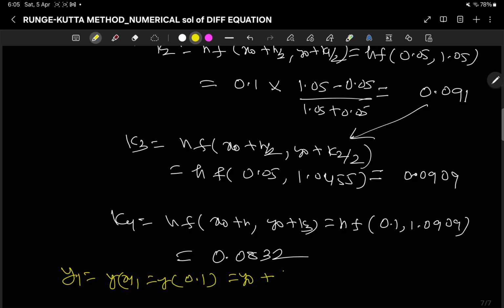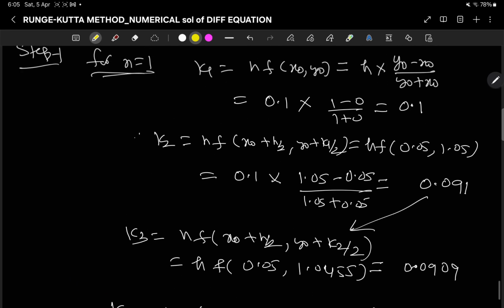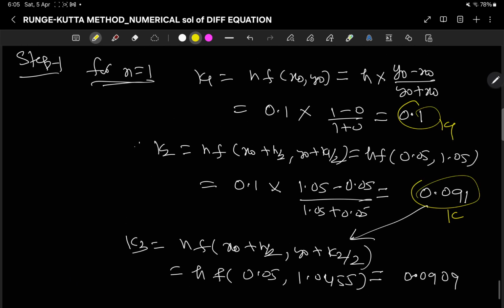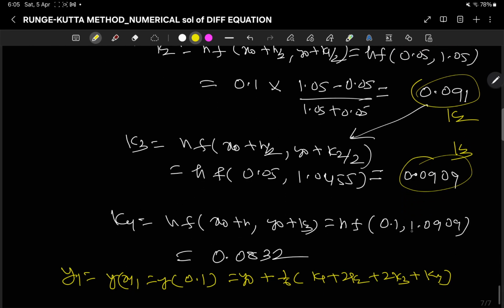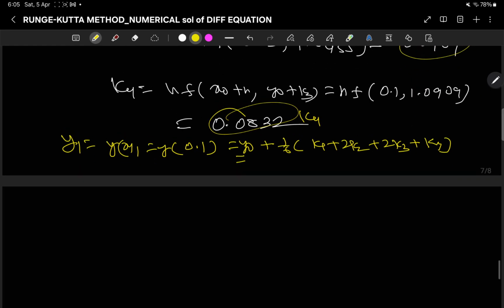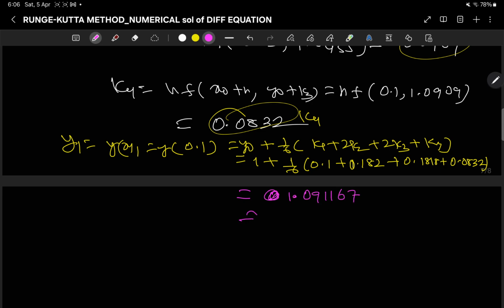equal to y0 plus 1 by 6 (k1 plus 2k2 plus 2k3 plus k4). So you substitute the values: this is k1, this is k2, this is k3 and this is k4. If you substitute all these values, it will be 1.091167. If you round it up to 4 decimal places, it is 1.0912. Okay.